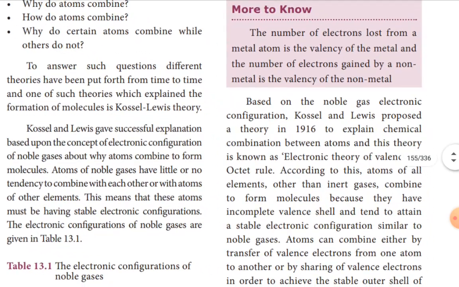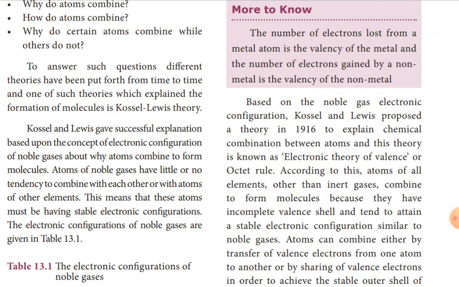So below the more to know, you have to listen here. According to this, atoms of all the elements other than inert gases combine to form molecules because they have incomplete valence shell and tend to attain a stable electronic configuration similar to noble gases. This is the reason why atoms combine. Atoms combine to attain the noble gas configuration, to attain the stable electronic configuration, or to fulfill the octet rule. This is the reason why atoms combine.